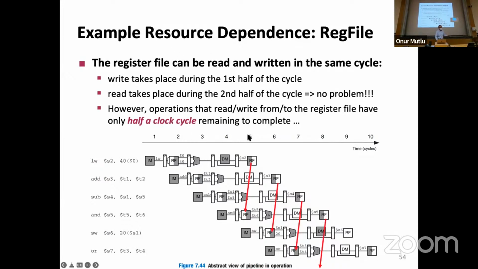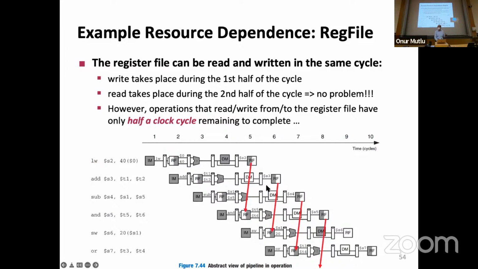But the downside is operations that read or write to the register file have only half a clock cycle remaining to complete. So what does this mean? Basically, if you're reading over here, you only have half a clock cycle. If you want to do something more over here, you have only half a clock cycle to be able to do that. Okay, so this will be more clear when we look at some examples soon. But keep this in mind. We're going to eliminate some issues with data dependence by enabling the register file to be written in half of the cycle and read in the other half of the clock cycle.